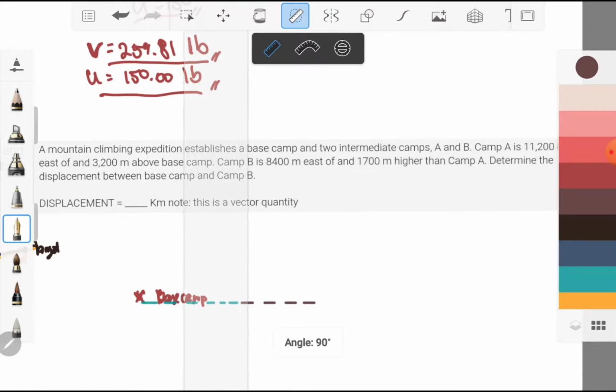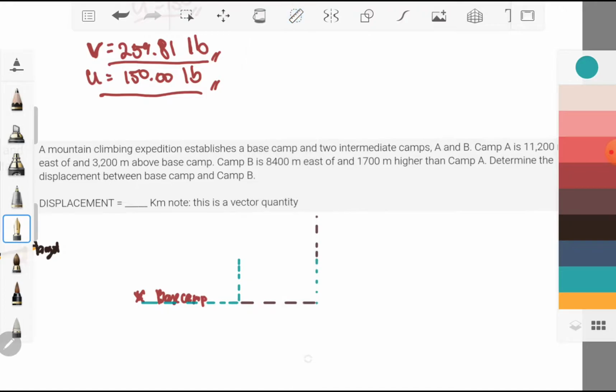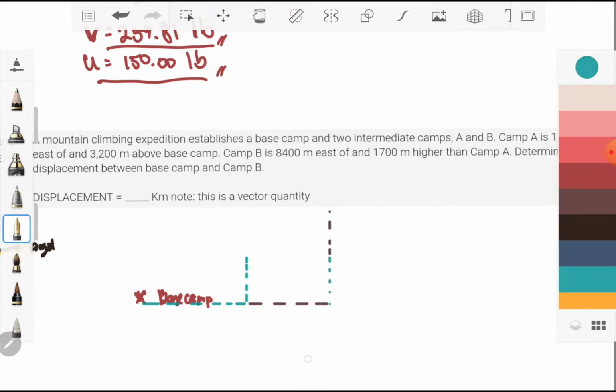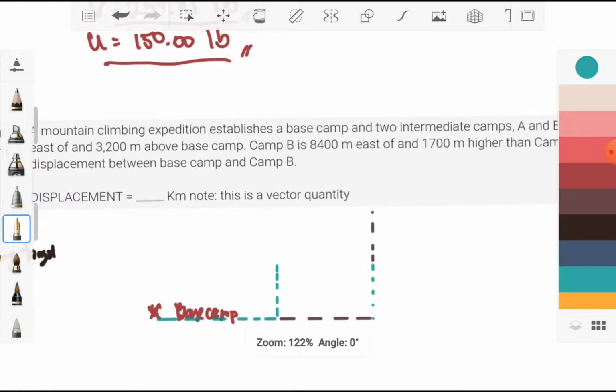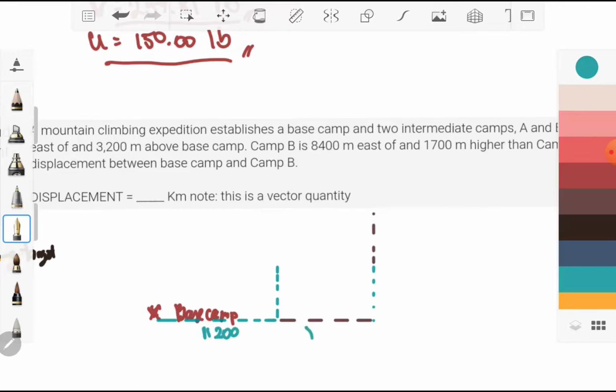So take note that our A is 3,200 meters above the base camp, and then our B is 1,700 meters higher than camp A. So 1,700. Okay? So you'll notice this is very easy, right? We have our first point, which is 11,200 meters east, and 8,400 meters east of A. This is our A and this is our B, right? Our A is 3,200 meters above the horizon, and our B is 1,700 meters higher than A.